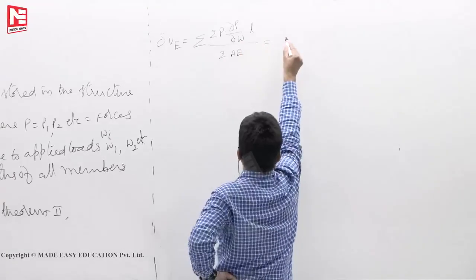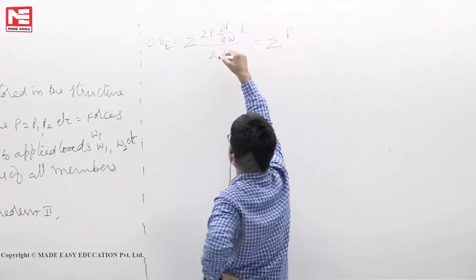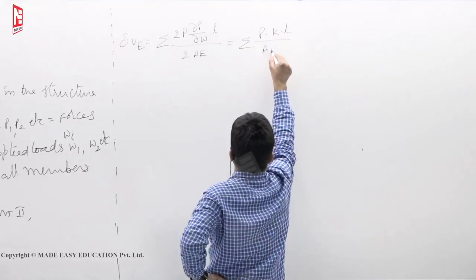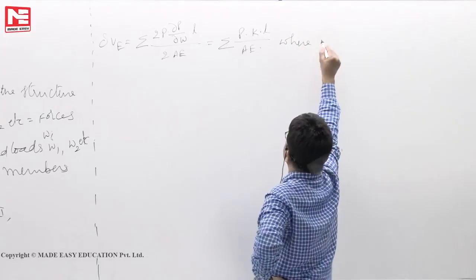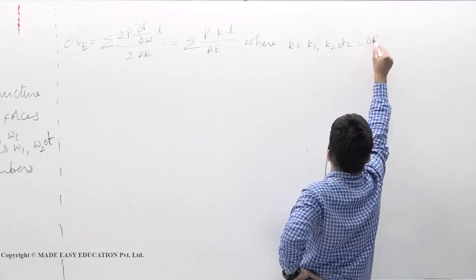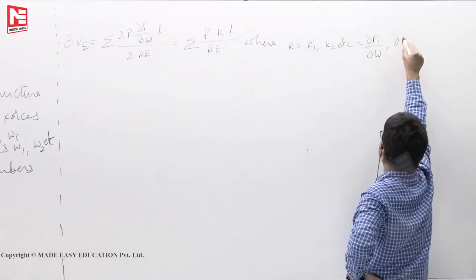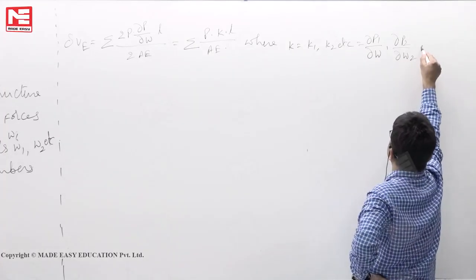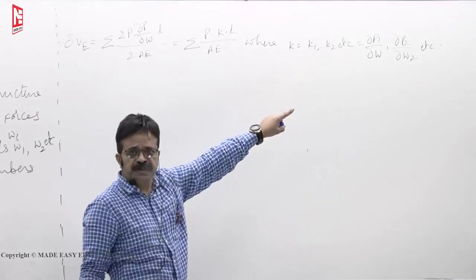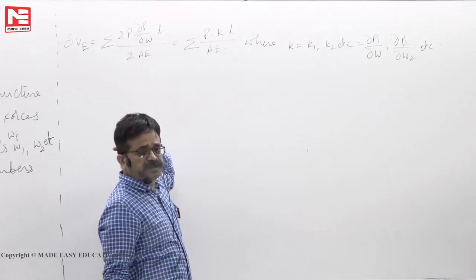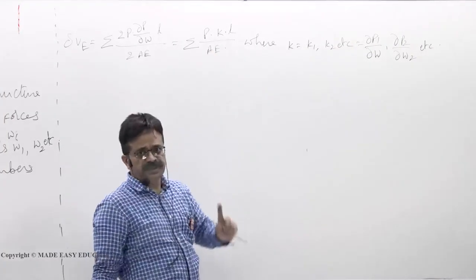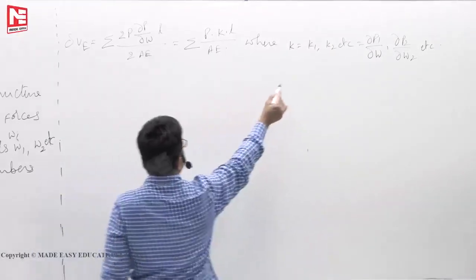This value we will write as the summation of P, keeping it as it is, the 2 cancels out. Dou P by dou W means K into L by AE, where K is K1, K2, etc. K1 means dou P1 by dou W, dou P2 by dou W, etc. That means the derivative of P1 with respect to W means, if you apply unit load at the location of W, K1 is the force in the member due to unit load. Okay? So K1, K2, etc.